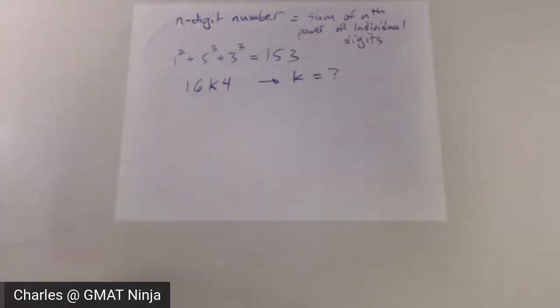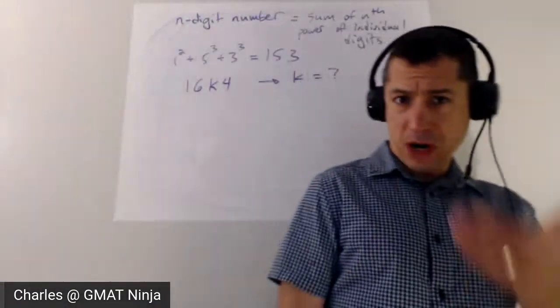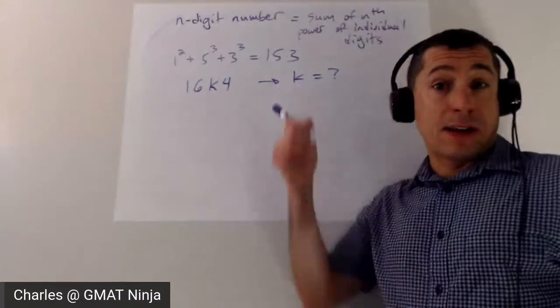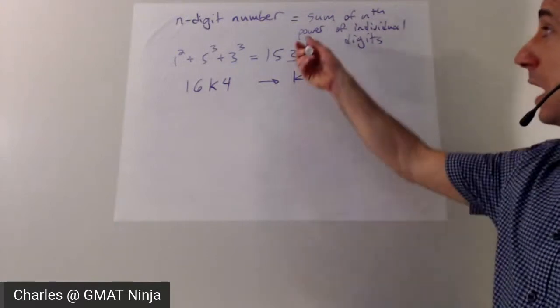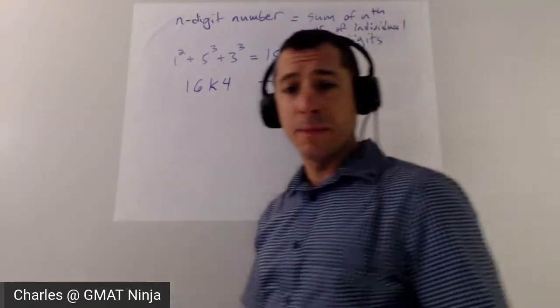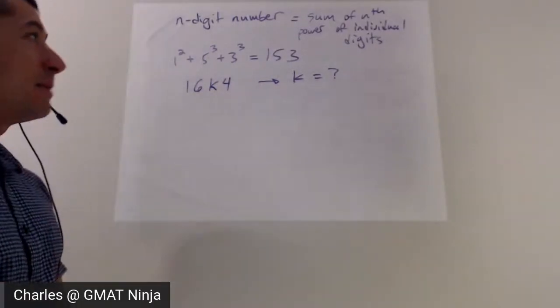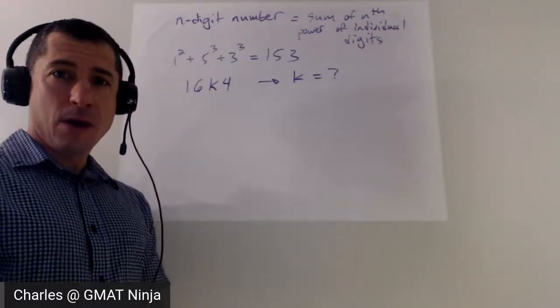Okay, back to this Armstrong number stuff. I don't know about you, I had never heard of Armstrong numbers. They apparently are a real thing in mathematics. I Googled it. Had never heard of them until I ran into this GMAT question. So I read the first part of it and I go, I don't know what you're saying. An n-digit Armstrong number is an n-digit number that is equal to the sum of the nth power of its individual digits. I have no idea what I just said.